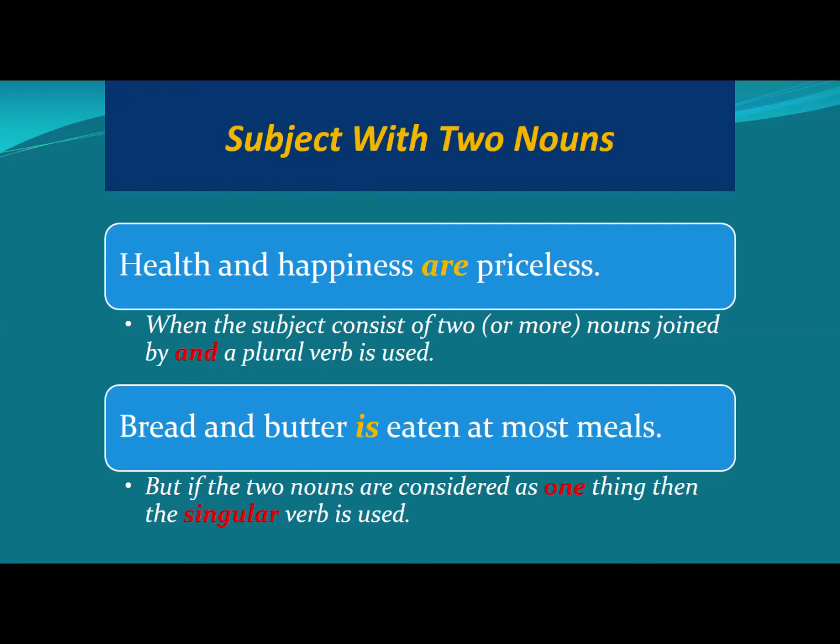Now the second sentence: Bread and butter is eaten at most meals. Here bread and butter are used as one meal, so it is a singular subject, and is will be used here. Bread and butter is eaten at most meals. Have you understood? If the two nouns are considered as one thing, then the singular verb is used. Okay? Next.